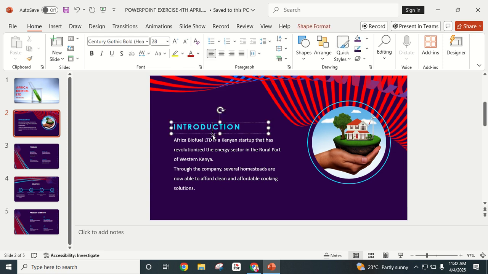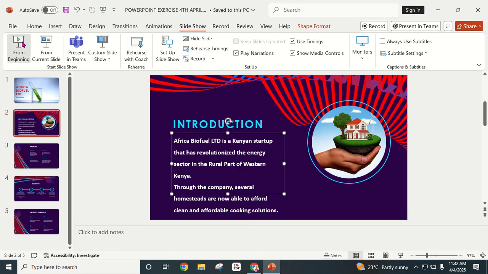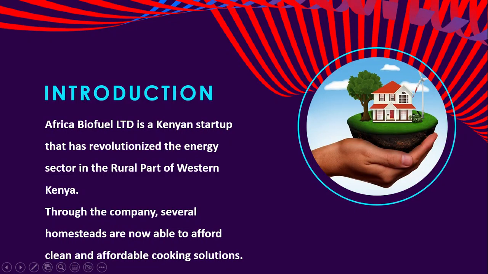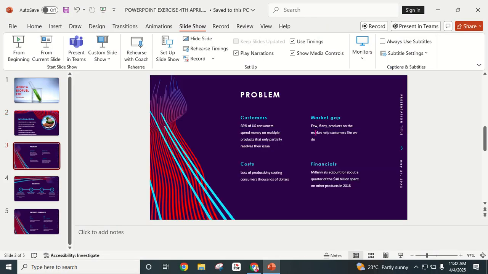We can make this title much bigger, and also this one we can try and see if it will be a little bit bigger. The title also, we need to make it bigger. Then we take it up a little bit. So we've done slide 1 and slide 2. Slideshow from beginning: you can see that's the first slide and this is the second slide. So we can also go to the third slide and see what we can put there.